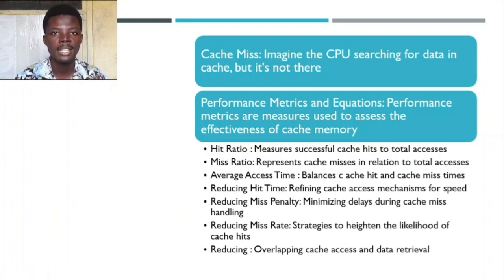Miss ratio represents cache misses in relation to total accesses. It's complementary to the hit ratio. Average access time balances cache hit and cache miss times. It is calculated as a weighted average of cache hit time and cache miss penalty.